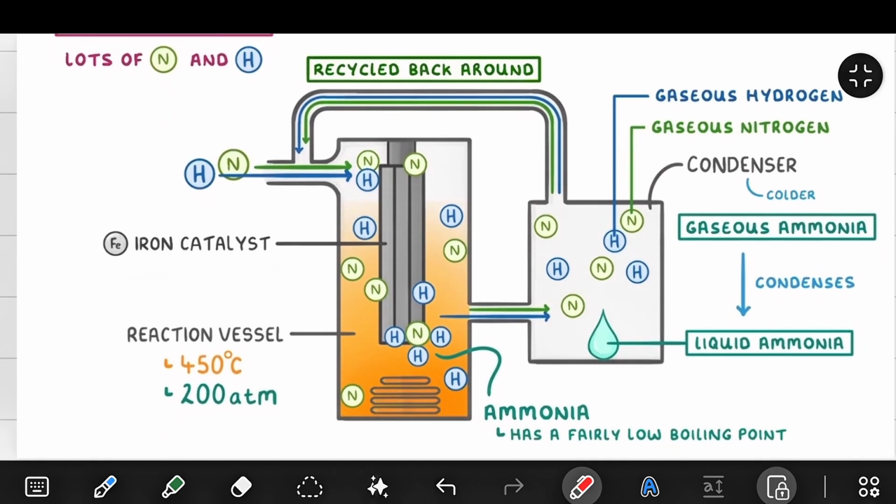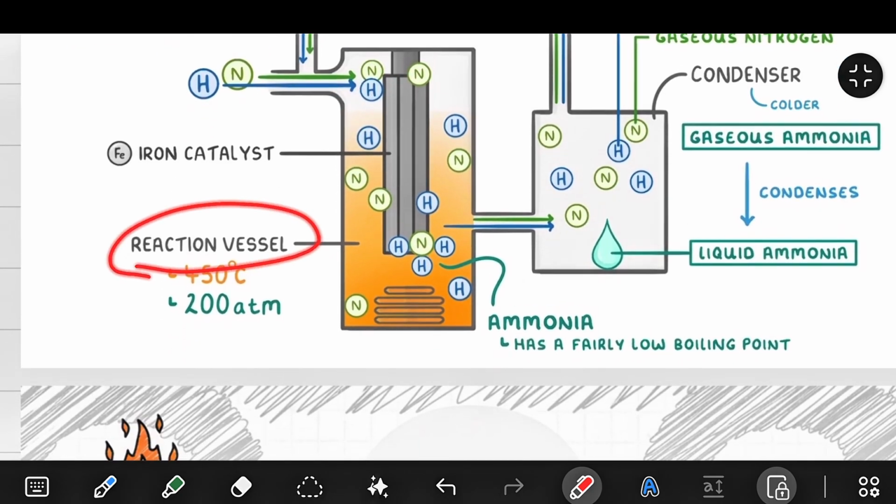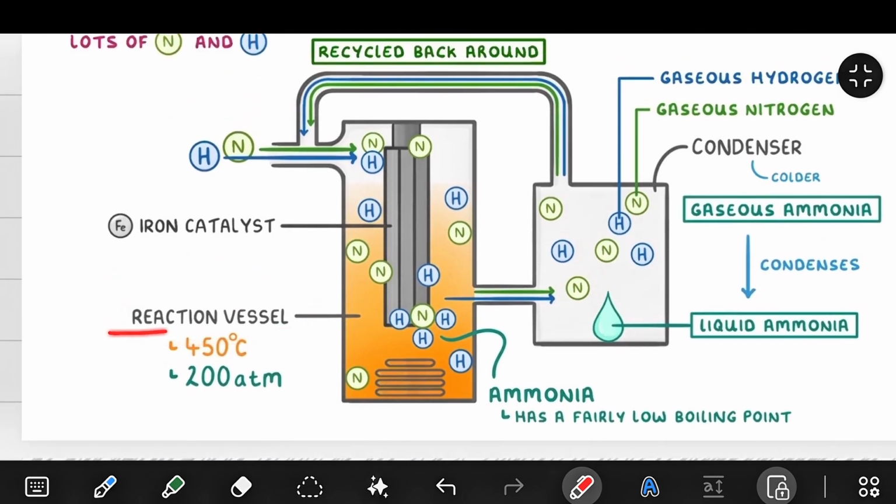The first step is to take the hydrogen and nitrogen gases as reactants and feed them into the top left of the machine where they can mix together. We call this part the reaction vessel, right? Now, it is in this reaction vessel that the conditions are kept at 450 degrees Celsius and a pressure of 200 atmospheres, right? And the gases are free to pass over this gray rod in the vessel, which is the iron catalyst.